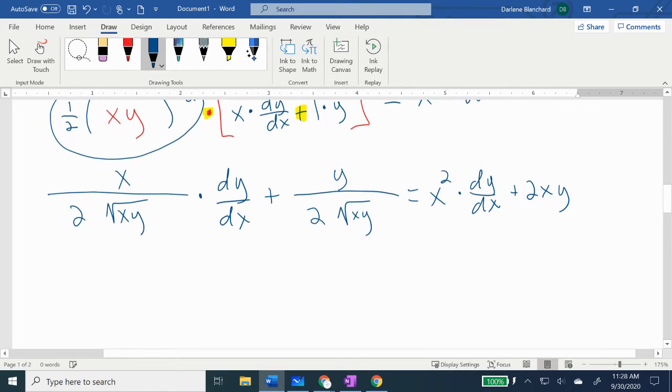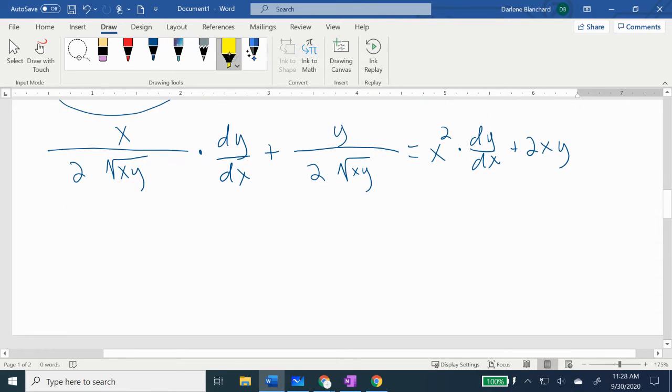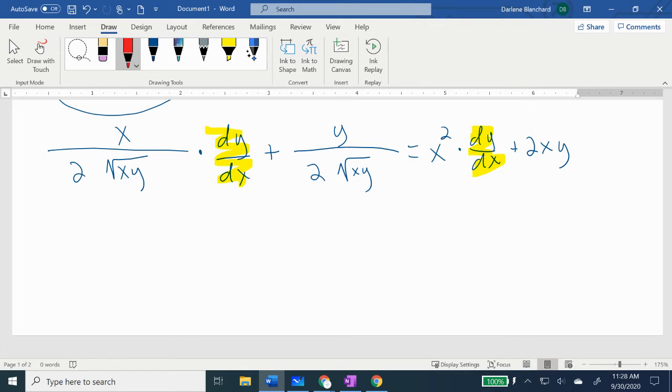All right, now I'm in a good place. I need to look at where my dy dx is, and then I need to look at what is directly multiplying dy dx. I'm going to isolate those on one side of the equation and take the other things to the other side of the equation. So how about I move this over to the right?